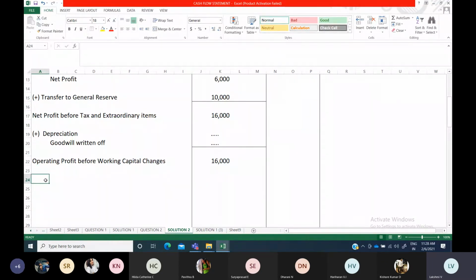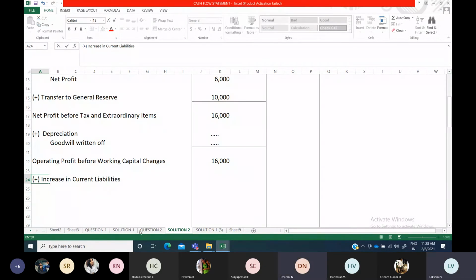With this, you will add increase in current liability, decrease in current asset, and then decrease in current liability, increase in current asset. If you find any items, you will add and subtract. Okay, so let us do fast. If there is an increase in current liability item, you will just add here. Just go through the question, if you have anything.